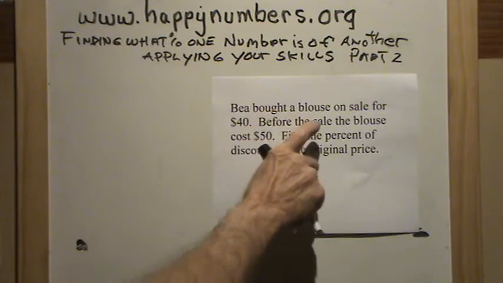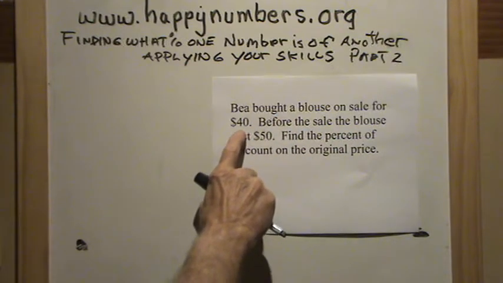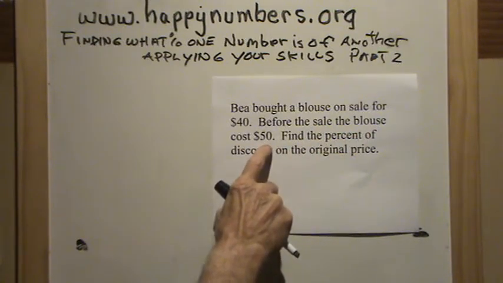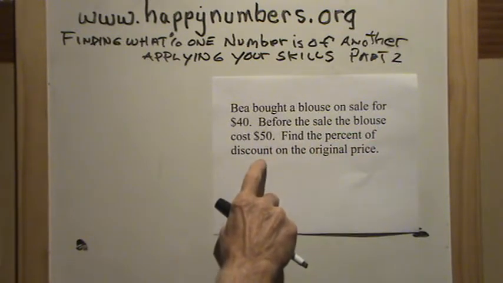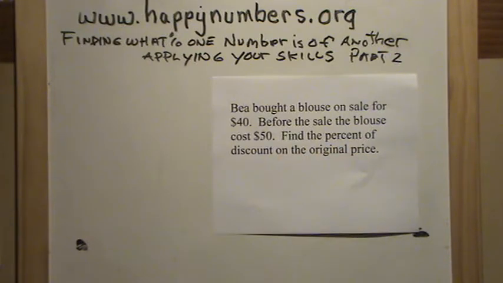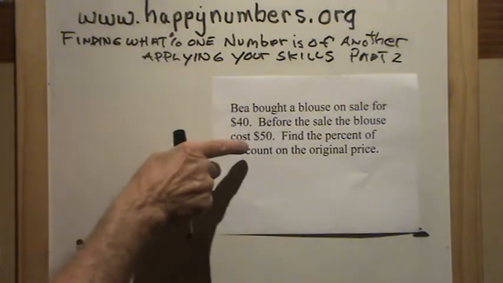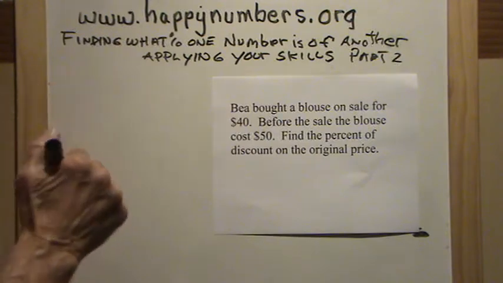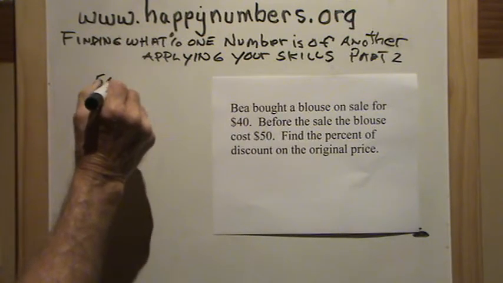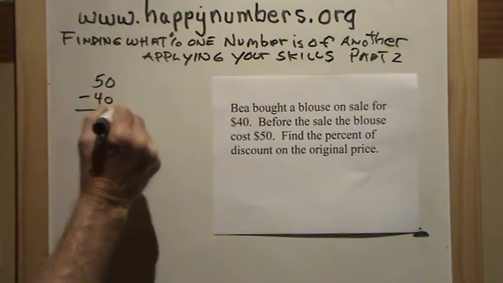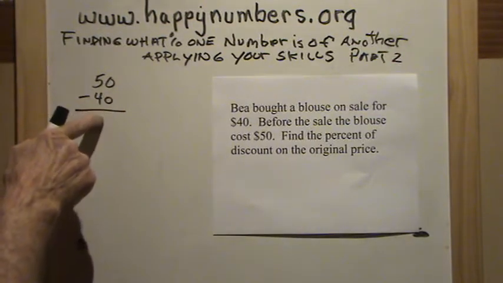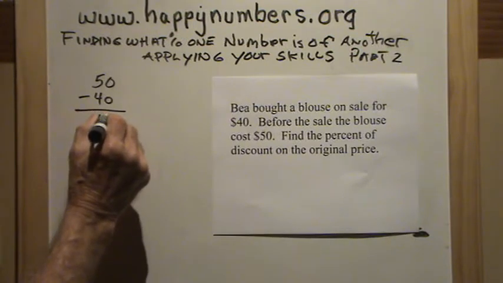B bought a blouse on sale for $40. Before the sale, the blouse cost $50. Find the percent of discount on the original price. Well, we first have to find the difference between the original price and the sale price. So we'll go 50 minus 40. This is what the blouse cost originally, and this is what it cost on sale. So the difference is 10.